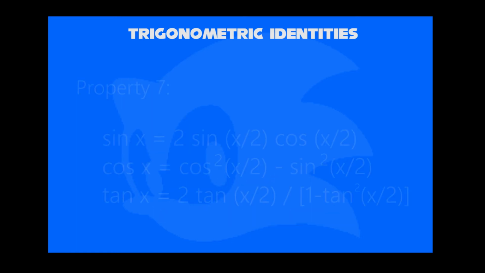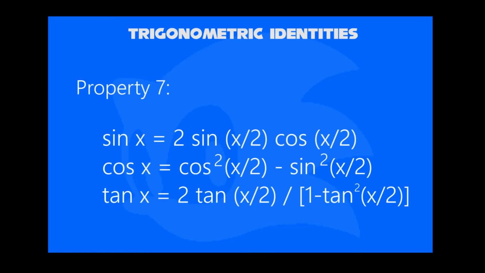7th property, for each sine x, that means the sum of two half values, same as sine 2x. Sine 2x is equal to 2 sine x/2 and cosine x/2. For each cosine x, same as cosine 2x, equal to square of cosine x/2 minus square of sine x/2. And for each tan x, same as tan 2x, we therefore write 2 tan x/2 divided by 1 minus square tan x/2.